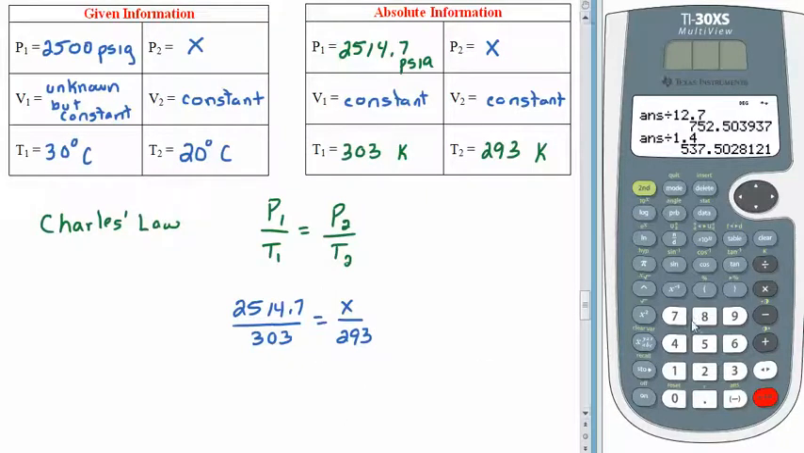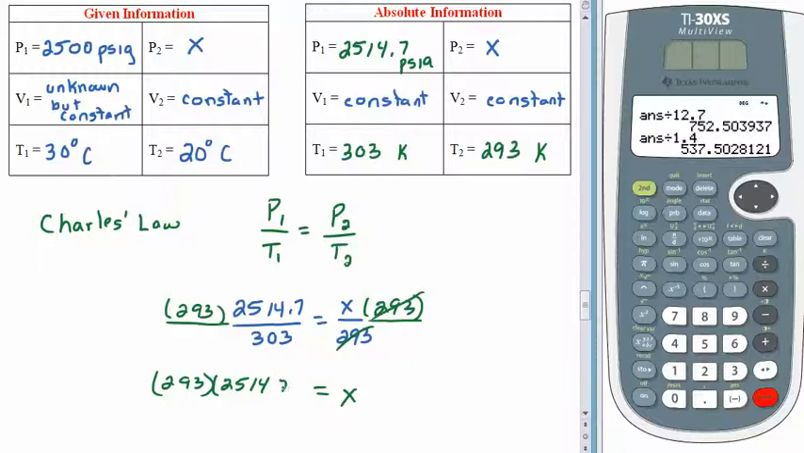Okay, your job. Pause the recording again, figure out X, and then come back. Hopefully you just took what we had here, extended this fraction bar, and multiplied by 293 in the numerator on both sides, because that's what we need to do to isolate the variable. So X is worth 293 multiplied by 2,514.7, all divided by 303, and let's see what we get.